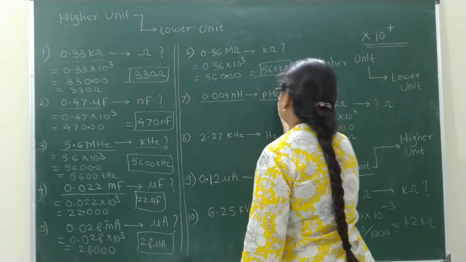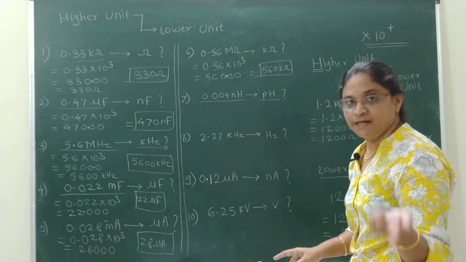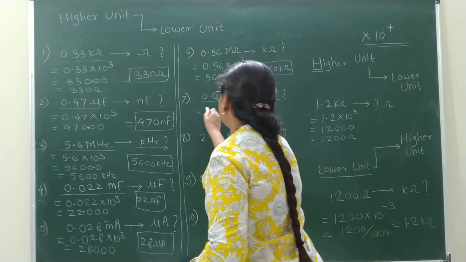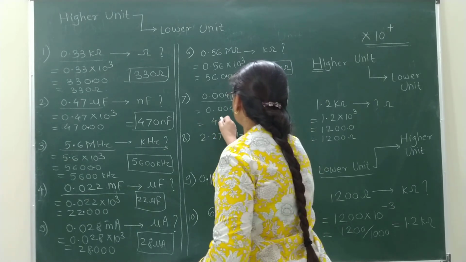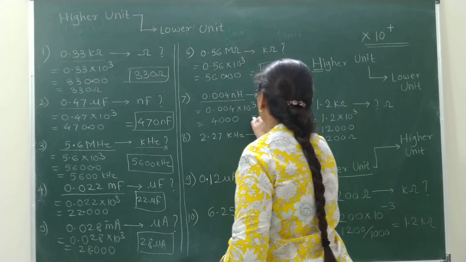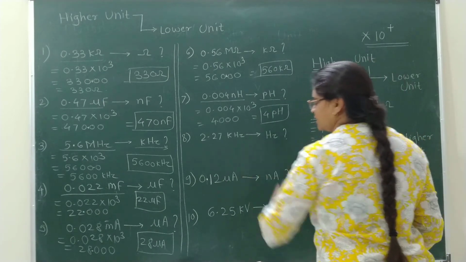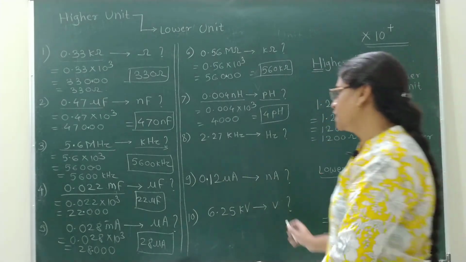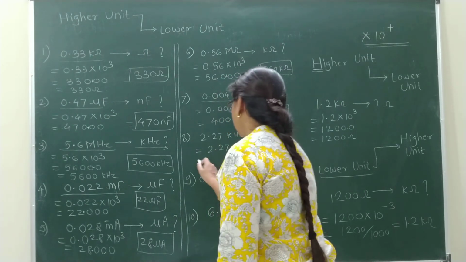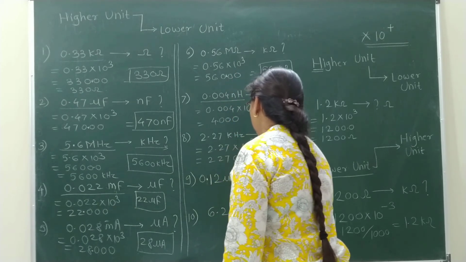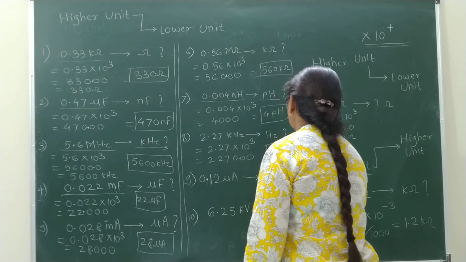Seventh example, 0.004 nano henry is to be converted into pico henry. Inductance is to be converted. So here 0.004 into 10 raised to 3, it becomes 4000. Adjust decimal digits as 4. So it becomes 4 pico henry. Next example, to convert the frequency of 2.27 kilohertz into hertz, standard unit hertz. That is 2.27 into 10 raised to 3. It becomes 227 and 3 zeros. Adjust 2 decimal points, that is 2270 hertz.